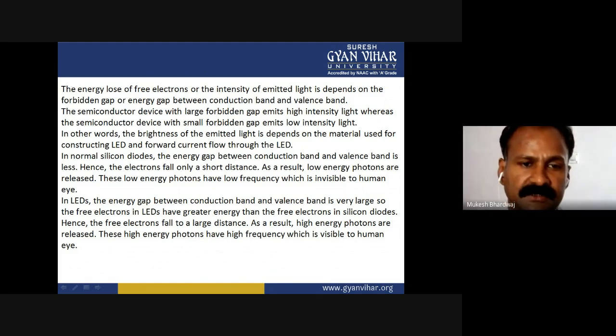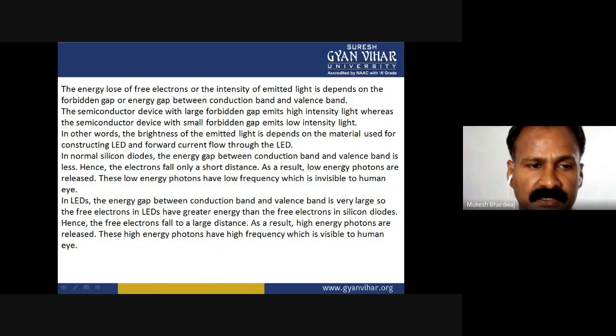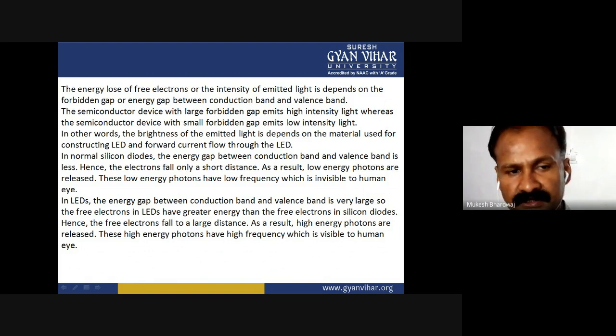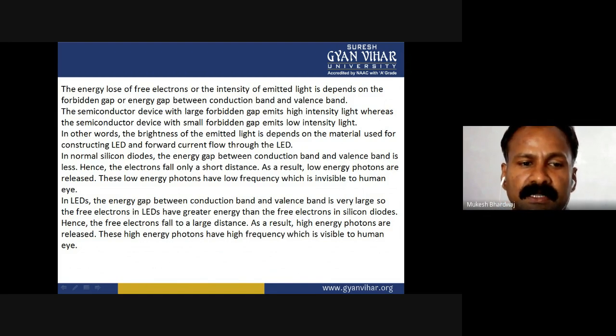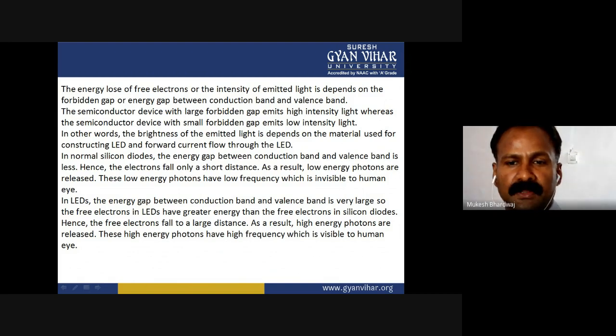In normal silicon diodes, the energy gap between the conduction band and valence band is small. Hence, the electron falls only a short distance. As a result, low energy photons are released. These low energy photons have low frequency, which is invisible to human eyes. In an LED, the energy gap between the conduction band and valence band is very large. So the free electrons in LEDs have greater energy than the free electrons in silicon diodes. Photons are released. These high energy photons have high frequency.